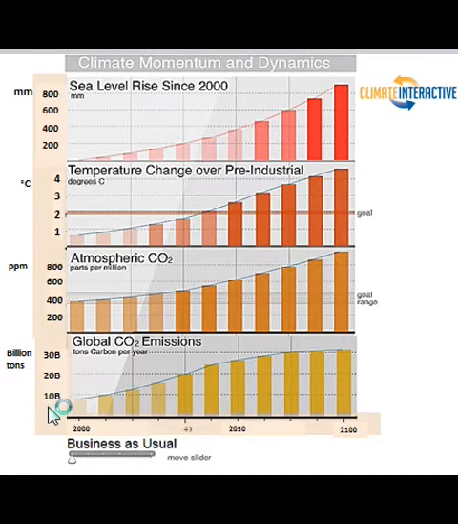They're in billions of tons, 10 billion, 20 billion, 30 billion. This is atmospheric carbon dioxide concentration in parts per million, 200, 400, 600, and 800 parts per million. Next one is the temperature change, the temperature increase from pre-industrial, in degrees C, 1 degree, 2 degrees, 3 degrees, and 4 degrees. And the top one is the sea level rise in millimeters, 200, 400, 600, rising up to 800.